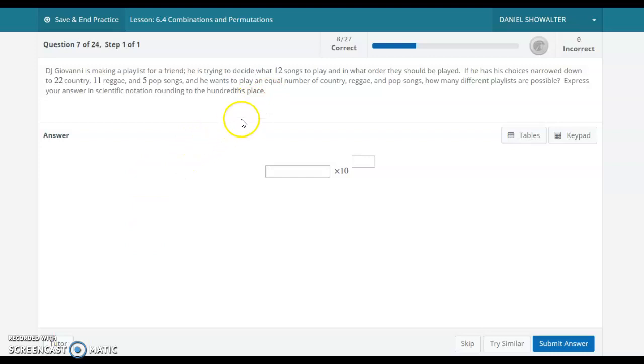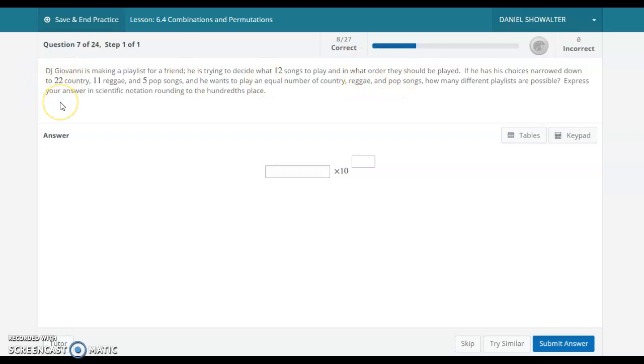Okay, it takes a bit of reading to get your head around here. We have 3 different types of songs. If you're wanting to play 12 songs and you have 3 different genres that you're playing from, and you want to play an equal number of each, you have to read a little bit between the lines here to realize that that means 4 country, 4 reggae, and 4 pop.